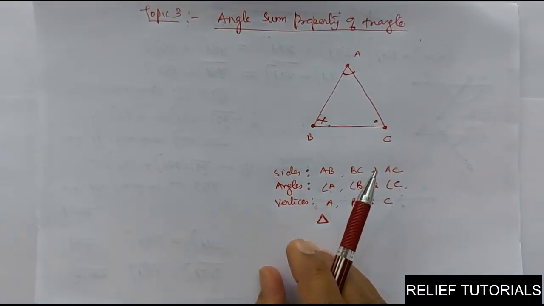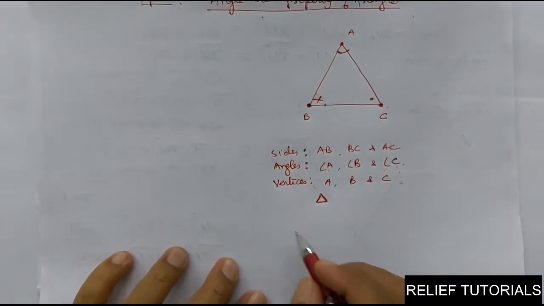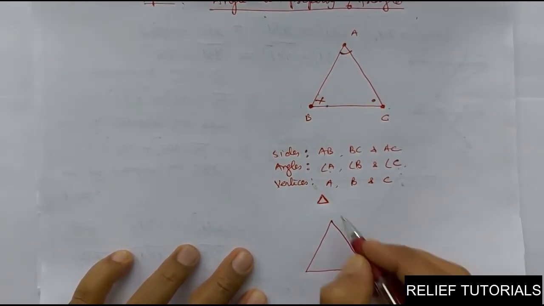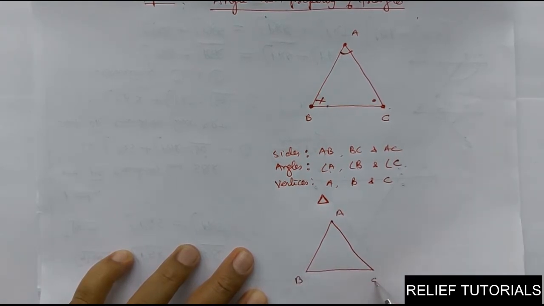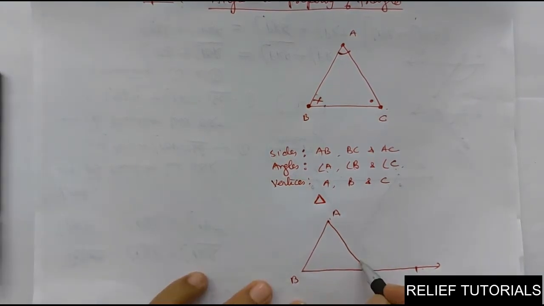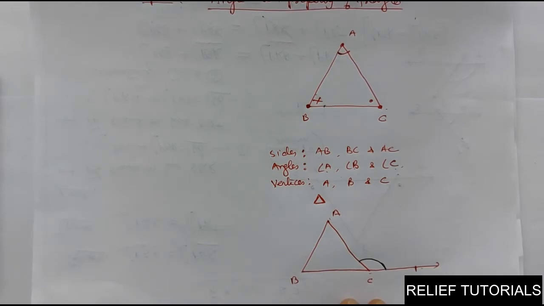Now we'll discuss the exterior angle of a triangle. If I draw a triangle ABC, and the side BC of this triangle is produced to D, suppose here D, then this angle ACD is called an exterior angle of triangle ABC at point C.